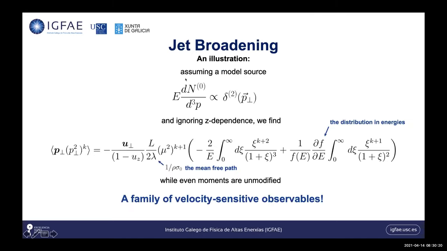Okay, more physically, now looking at different moments of momentum, what we will see is that while normally for a narrow jet, actually for any meaningful distribution, odd moments are usually zero for a jet.